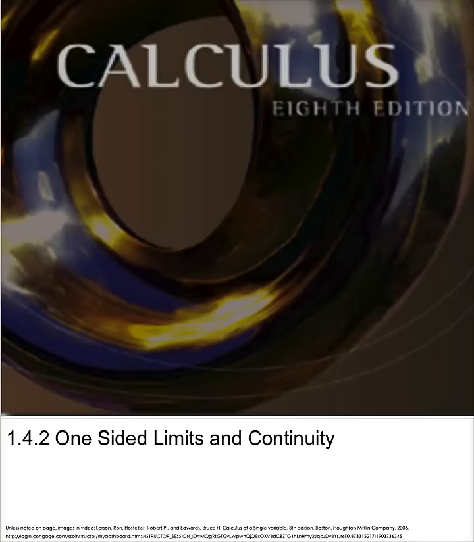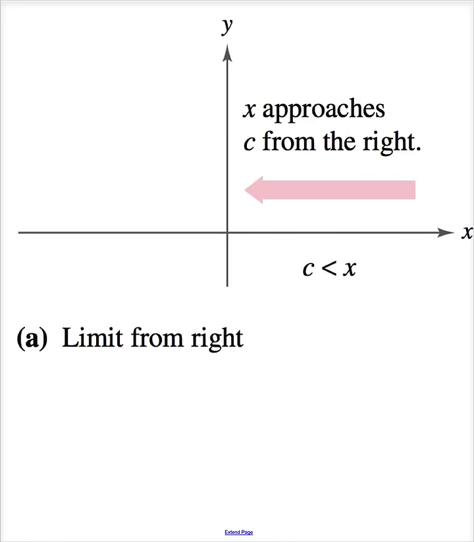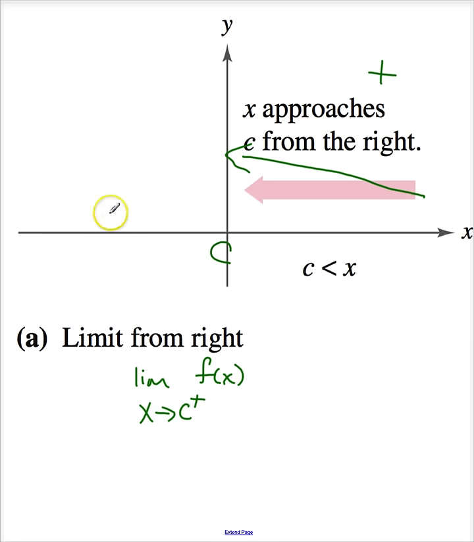Now let's look at one-sided limits and continuity. You remember we defined the limit from the right as being the limit of the function as x approaches the point C from the right. And we write this as the limit as x approaches C from the positive side, or from the right.